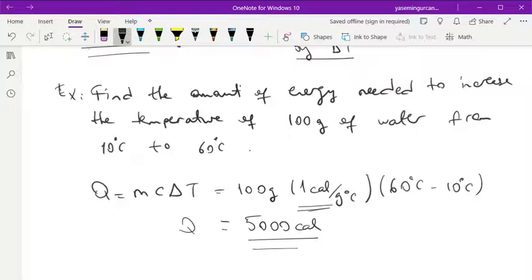Metals generally have really low specific heat capacities because of that fact. They get hot very easily, whereas water has a high specific heat capacity. It's hard to increase its temperature. It absorbs so much energy.